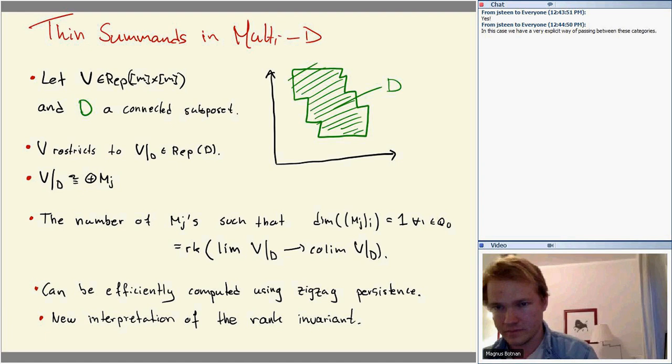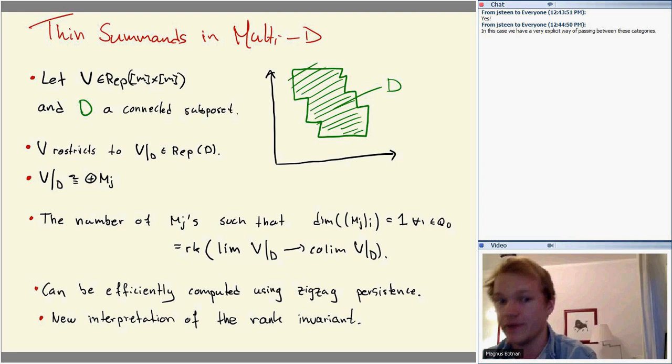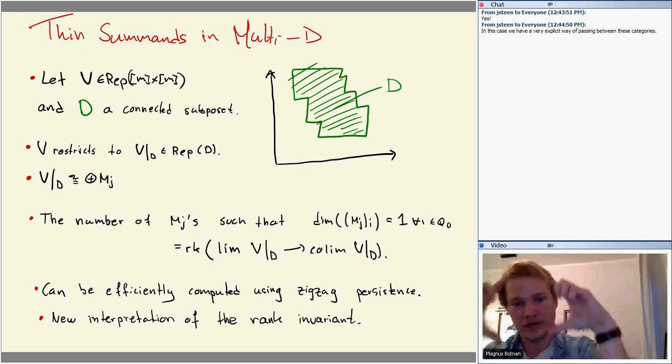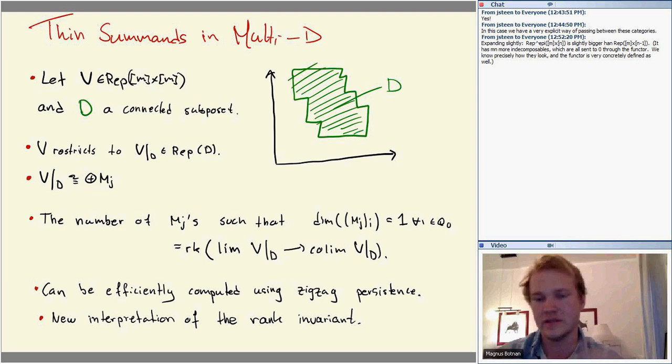Now remember, the summands in this decomposition which are the constant ones are going to be the rank from the limit of the restriction to the colimit of the restriction. You see that this coincides with what we had earlier, because for a strict interval of interest you get the rank from the initial to the terminal node, which is the rank from the limit to the colimit of this interval, because that's the initial and the terminal vertex.